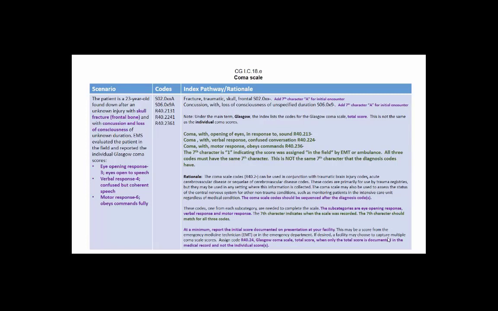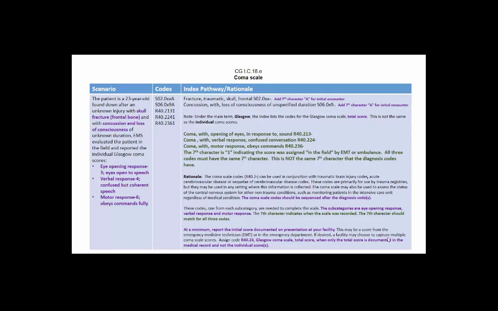In our scenario, the patient is a 23-year-old found down after an unknown injury with a skull fracture of the frontal bone, with concussion and loss of consciousness of unknown duration. EMS evaluated the patient in the field and reported the individual Glasgow coma scores. You see 3 scores given here. Score number 3 is equal to eyes open to speech. The verbal response, score number 4, is confused but coherent. And motor response, number 6, corresponds to obeys commands fully. There are codes for those scores.